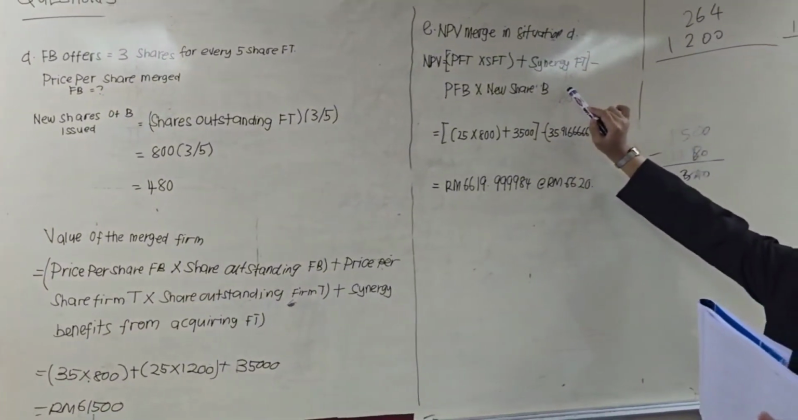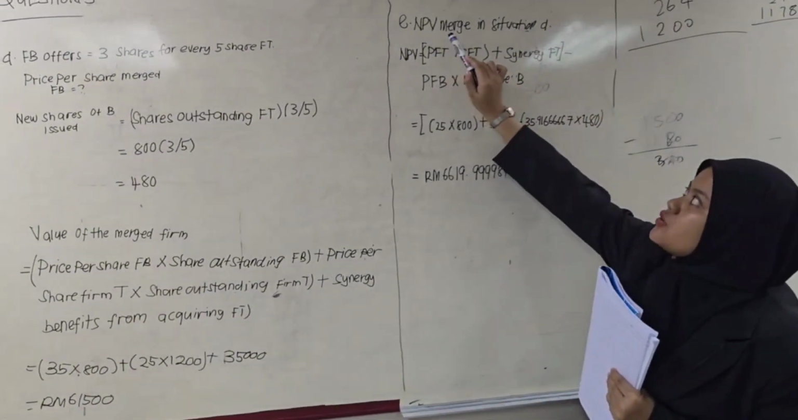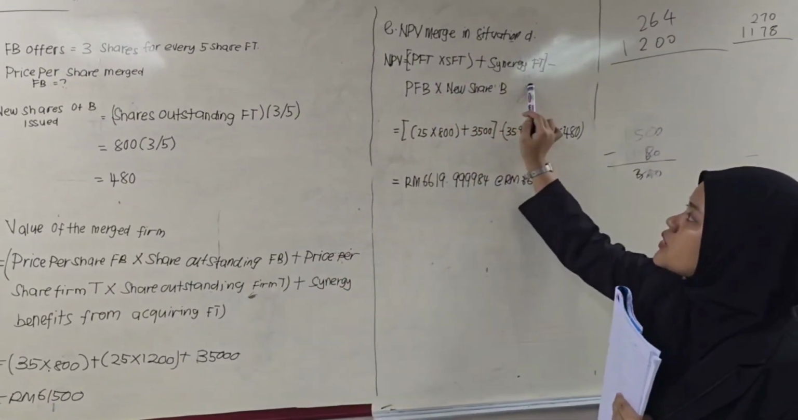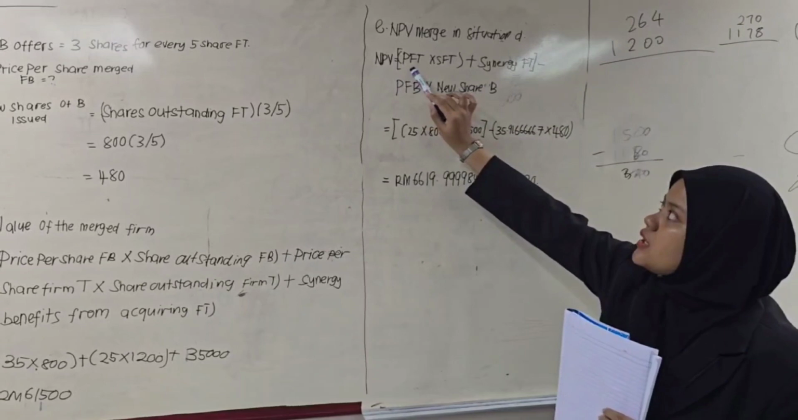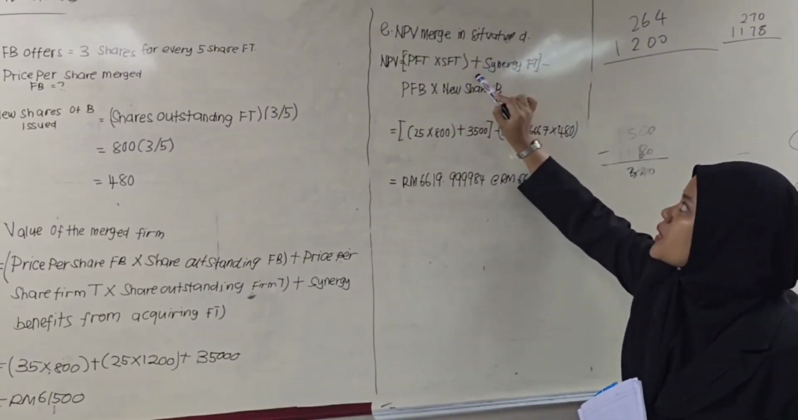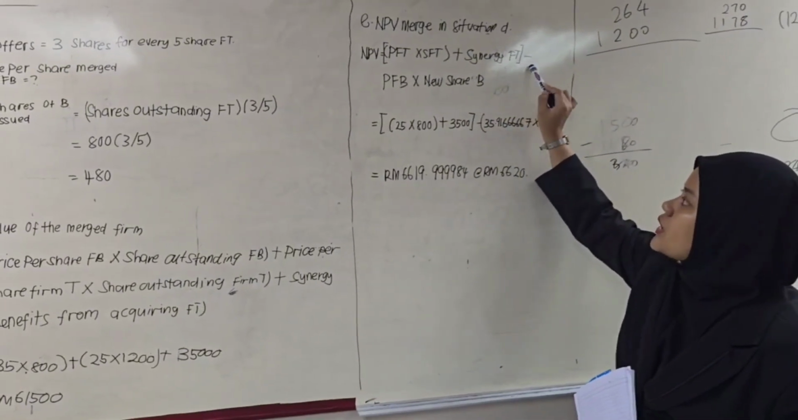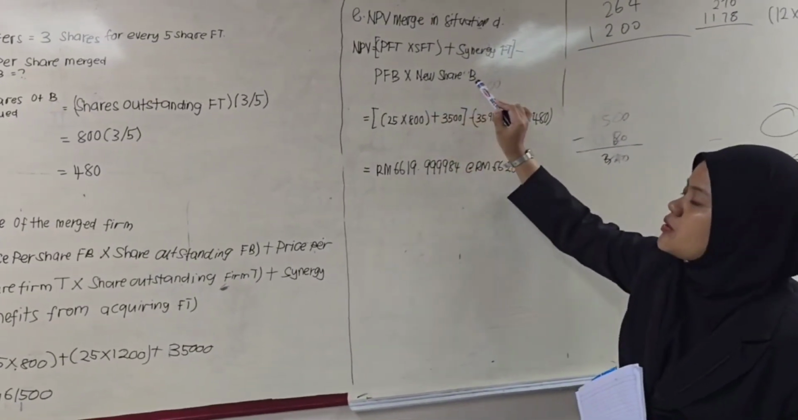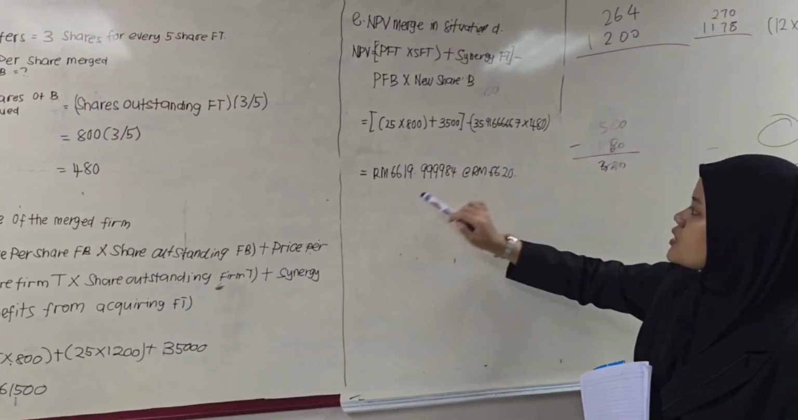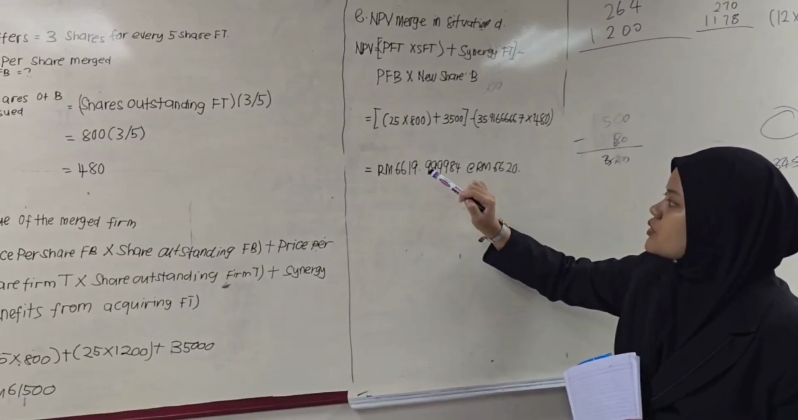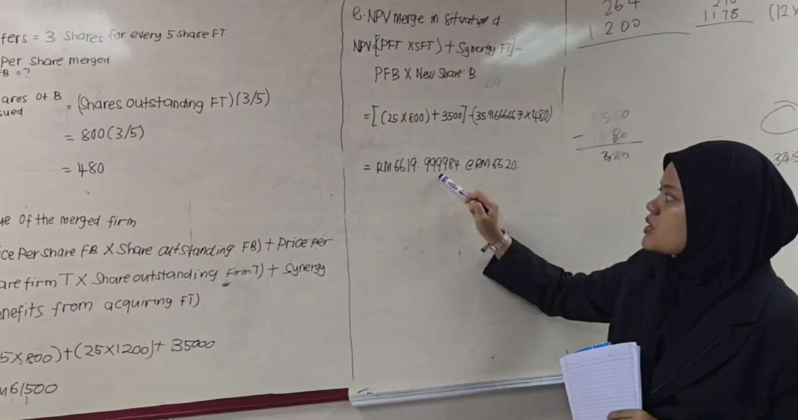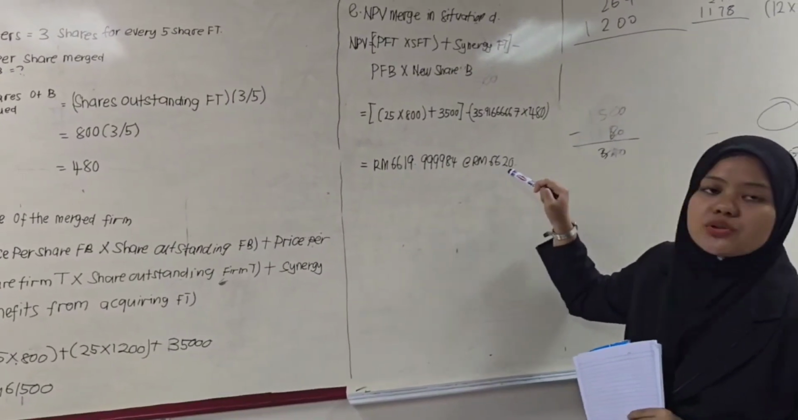Untuk soalan E, dia minta net present value merge in situation B, which is from this question. Jadi untuk kira tu masukkan dalam rumus price firm T kita darab dengan share outstanding firm T plus synergy firm T tolak price firm D darab new share B, which is this answer. Lepas tu masukkan dalam rumus dapat 6,619.99984 ataupun 6,620.